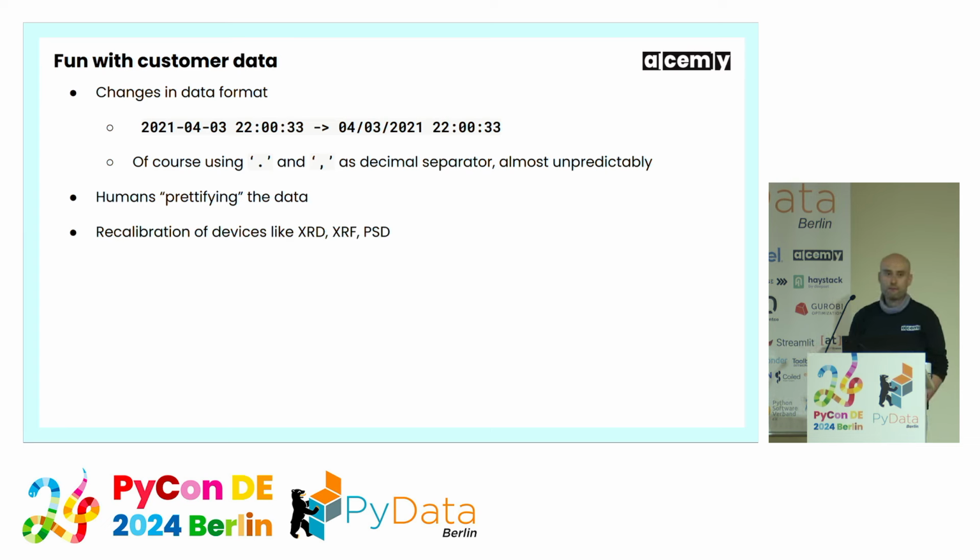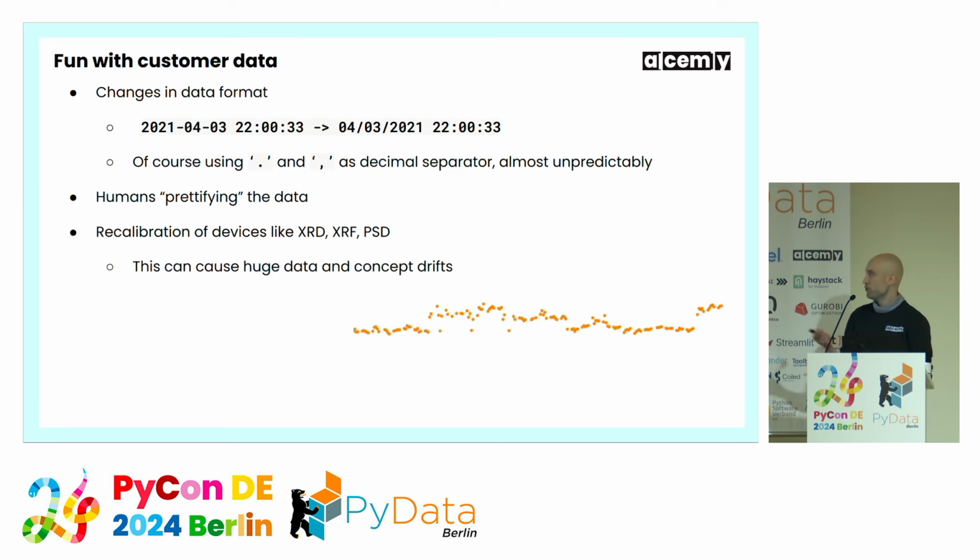But there are fair cases of actual concept and data drift. So these devices that I talked about, the X-ray diffractometer, the X-ray fluorescence and the particle size analyzer, get occasionally recalibrated. I mean, cement is a very dirty material, right? It's powder, everything clogs, and you have to clean it, you have to replace parts, stuff breaks. So you have the occasional recalibration, and that, of course, can lead to huge data and concept drifts. You then have these jumps in the measurements where people recalibrated stuff, and you have to be able to deal with this.